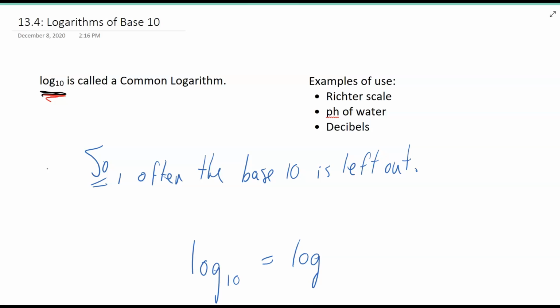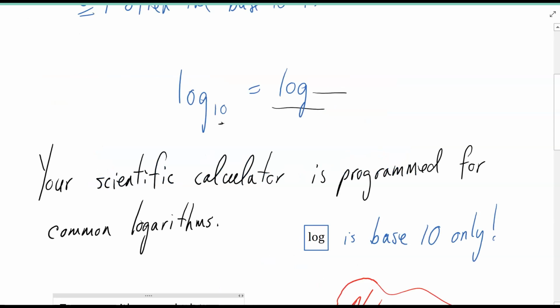When you see logs base 10, often the base 10 is left out because it's so common. You will just see the word log and the argument beside it, whatever value you're finding the log of. Your scientific calculator is programmed for common logarithms. Take a look at your calculator and you'll probably see a log button, and this button is for base 10 logs only.